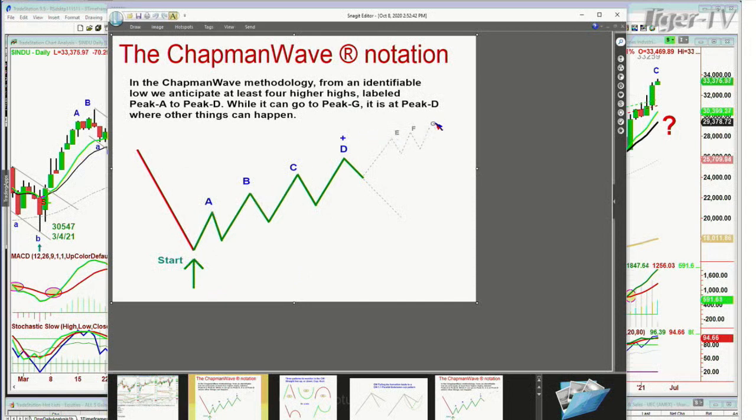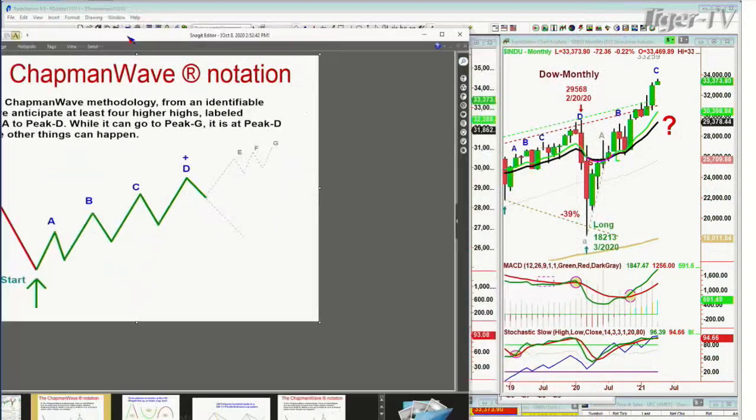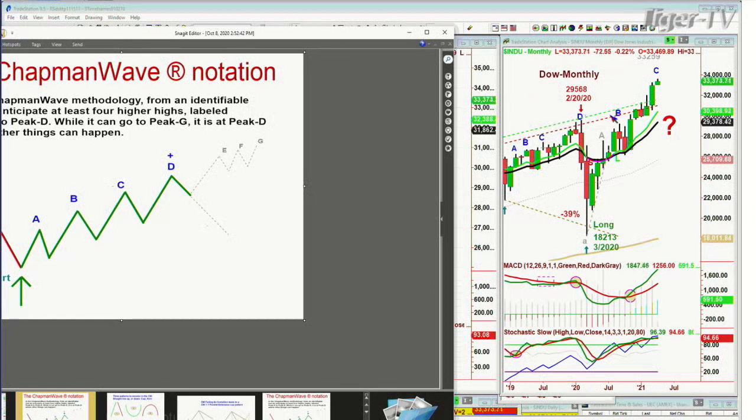sequentially, and you can only go to a G. After G, there's no H. It recycles, or G is where it turns down. It's sequential, so it's A, B, C, D, E, F, G. But it's at that fourth highest peak where other things can happen. That doesn't mean it has to, but that's where very often things happen. Let me move this away for one second. Look at this peak D. Peak D in February of 2020, 29,568.